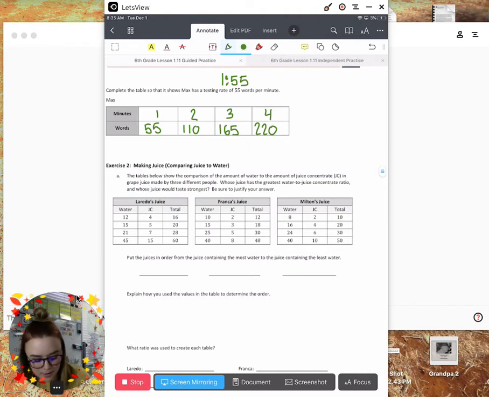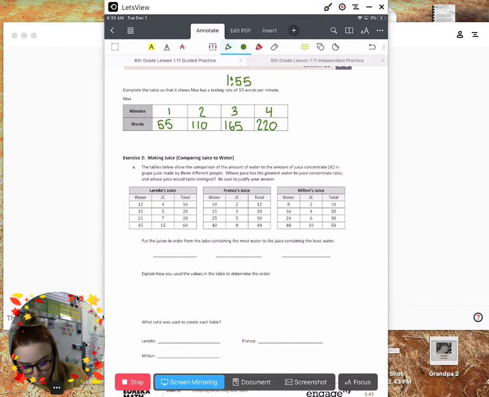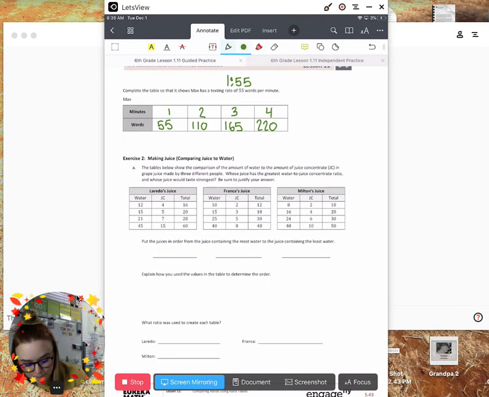So let's start with figuring out what our base ratio is going to be. So for Laredo, let's go with 12 to 4, since that's our smallest ratio. We can divide both of those by 4, and we get 3 to 1. So for every 1 cup of juice, he has 3 cups of water.